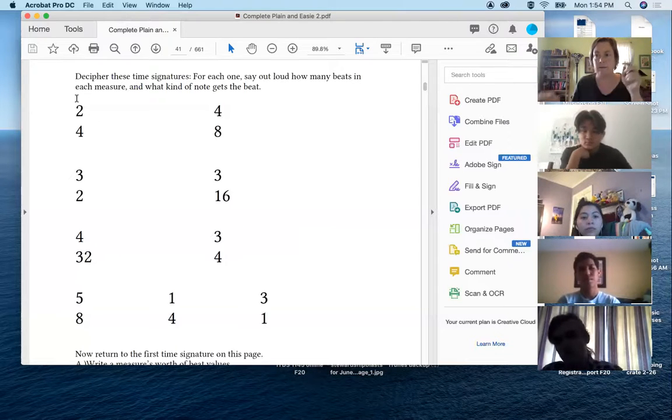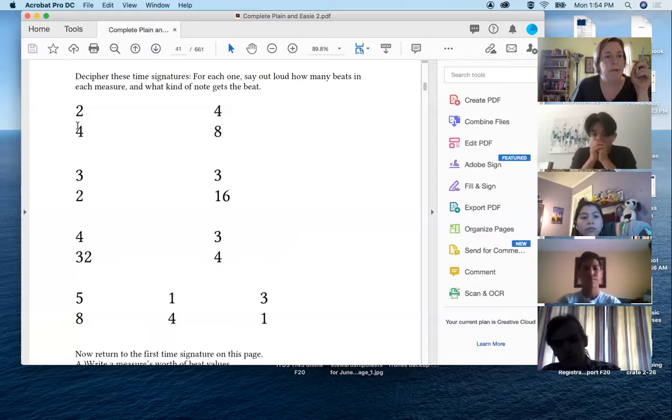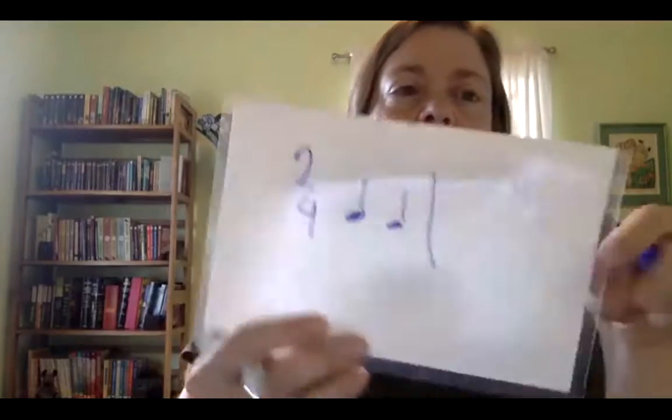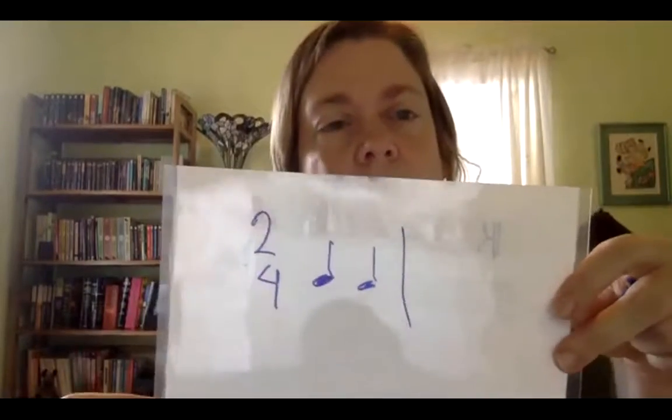And in fact, 2/4 time. If you think about 2/4 time, I'm going to go back to my camera here for a minute so I can draw for you. Okay, 2/4 time, 2 beats in a measure. Each note gets the beat. All right, how do I count that?